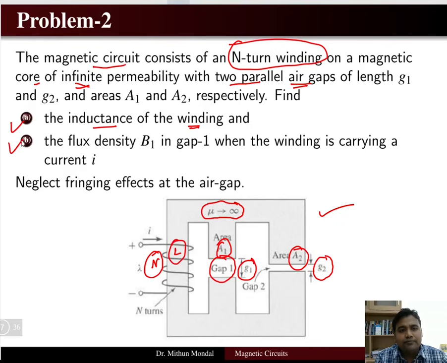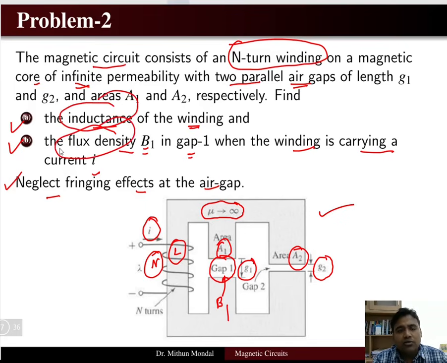And second, what is the flux density B1 in gap 1? This is your gap 1. What is the flux density B1 in the air gap when the winding is carrying a current I? Neglect the fringing effect at the air gap. Everywhere we will neglect the fringing effect and the leakage flux. So you have to calculate the inductance and the flux density B1.